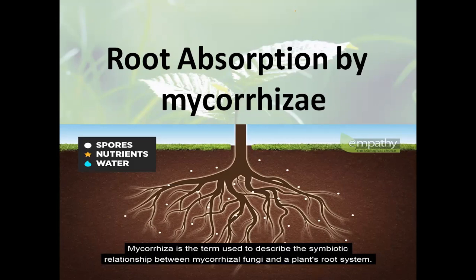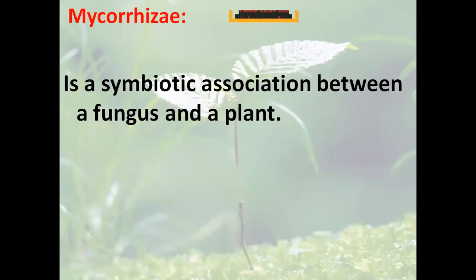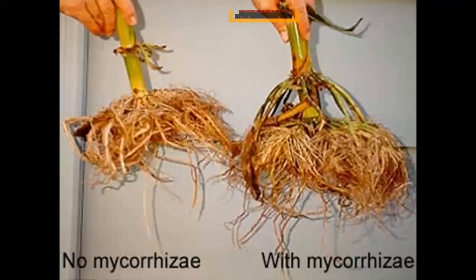This is called the mycorrhiza. This is the symbiotic relationship. This is a beneficial relationship between a fungus and a plant. So mycorrhiza is a symbiotic association. Whenever we say mycorrhiza, we are talking about a symbiotic association or symbiotic relationship. It's a relationship with benefits between a fungus and a plant.